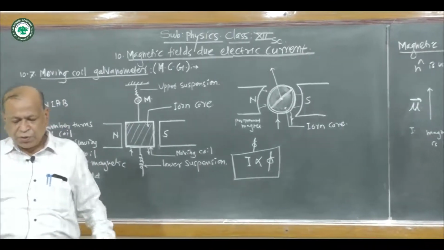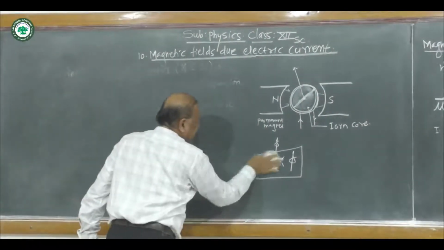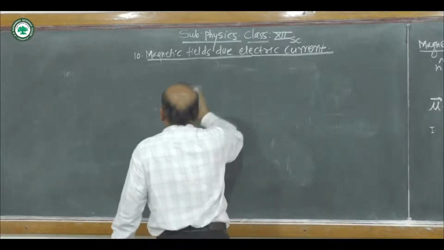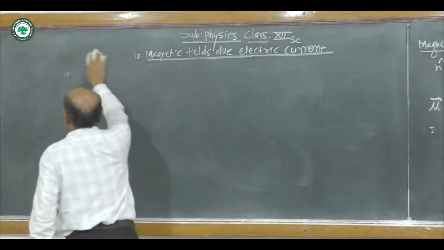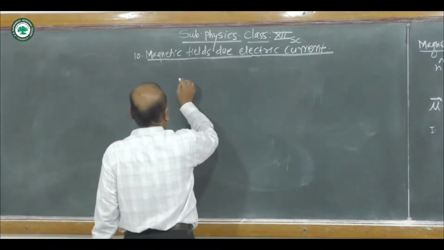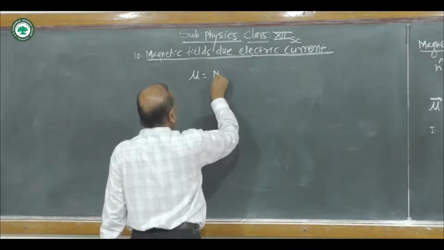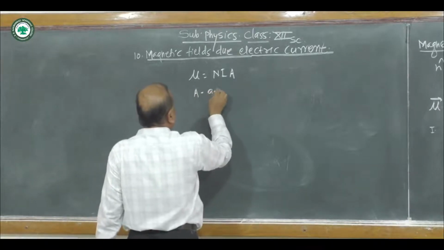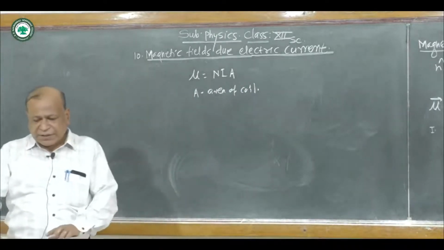and already we studied in a previous class that when current I flows through a conducting wire which has number of turns n, then the magnetic dipole moment is given by mu is equal to NIA, where A is the area of the current carrying coil. Okay, this is the magnetic dipole moment.